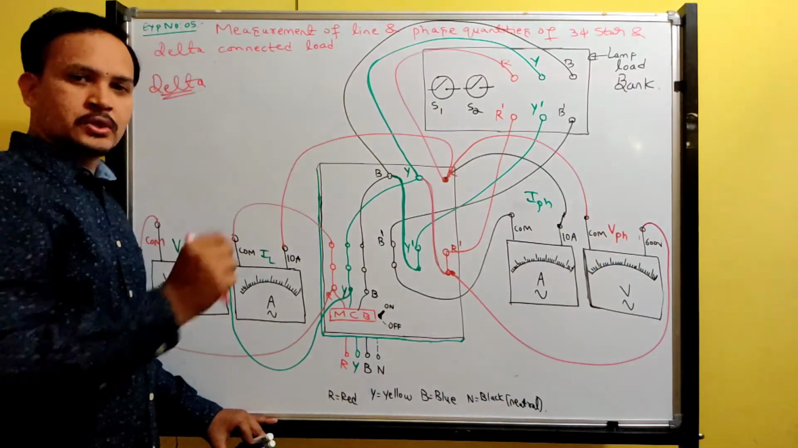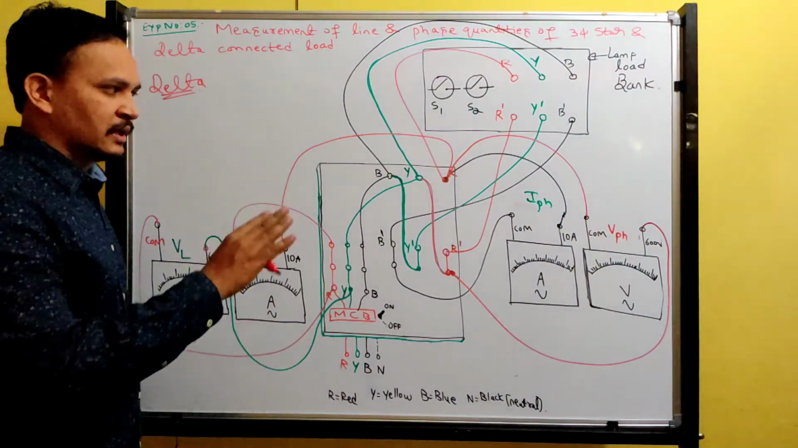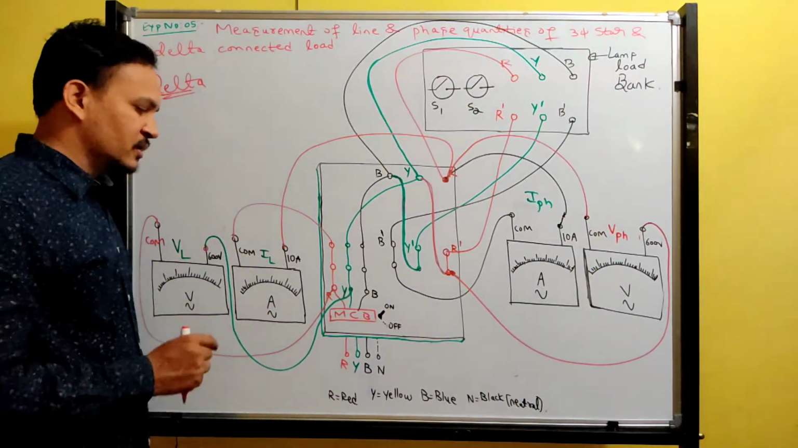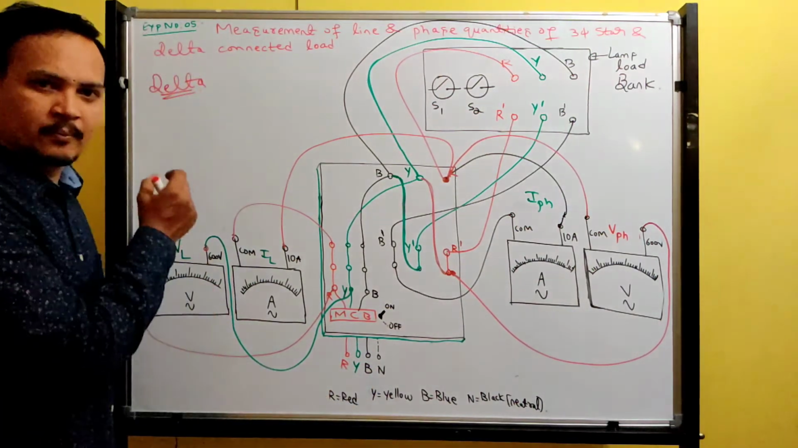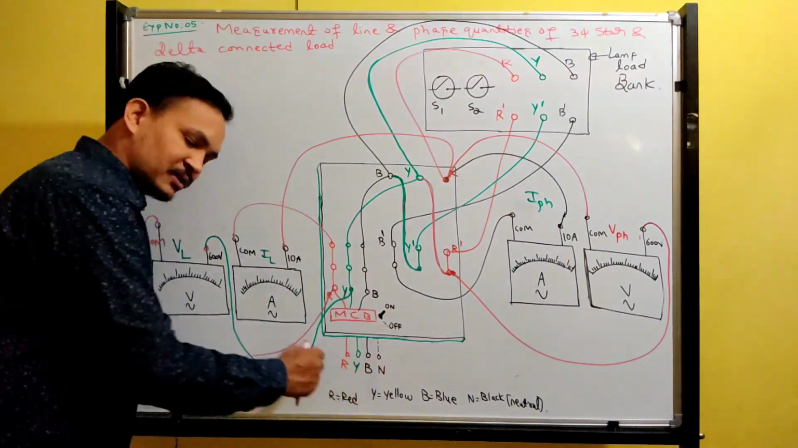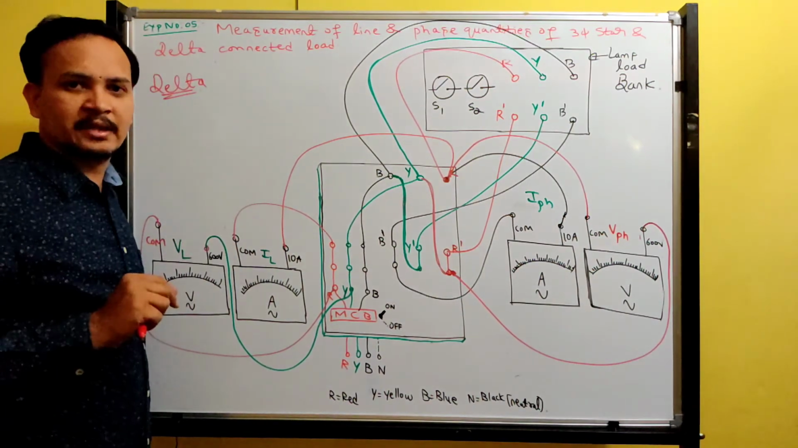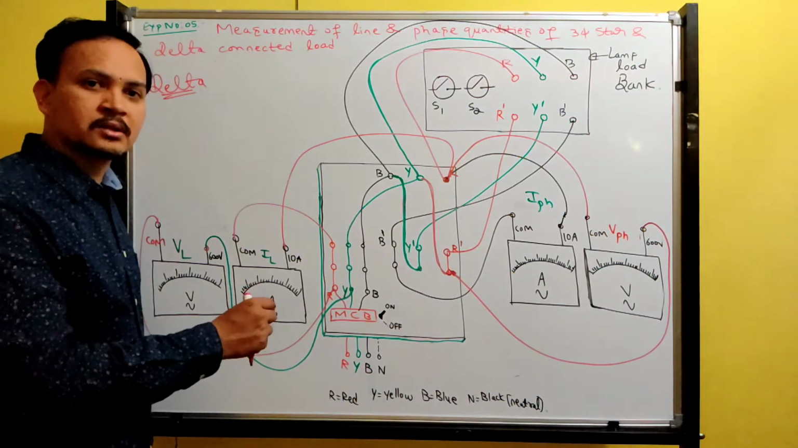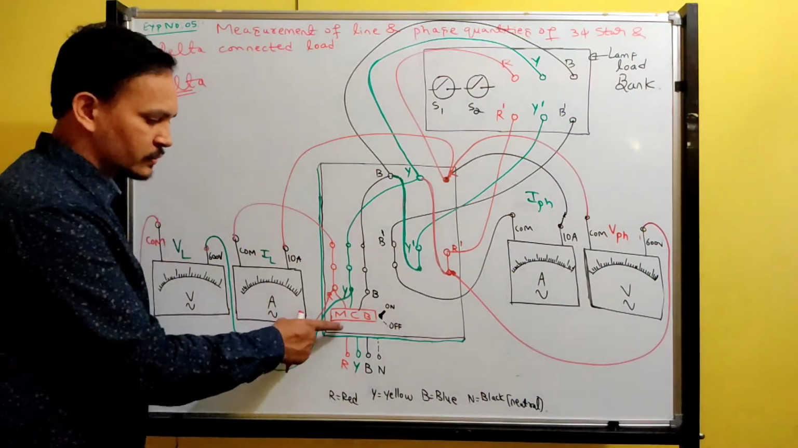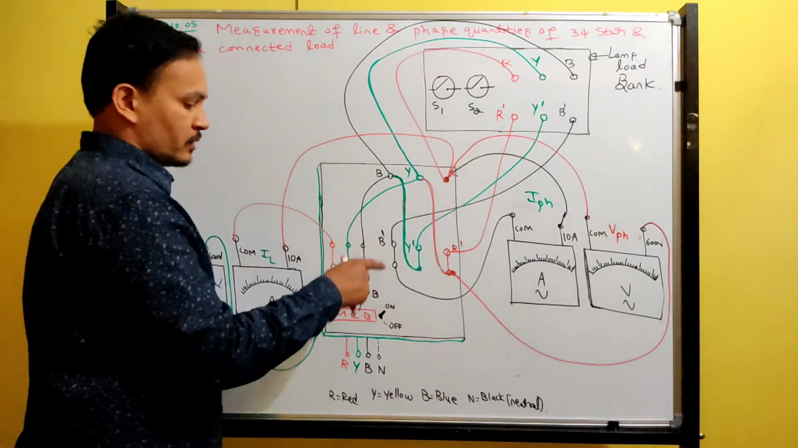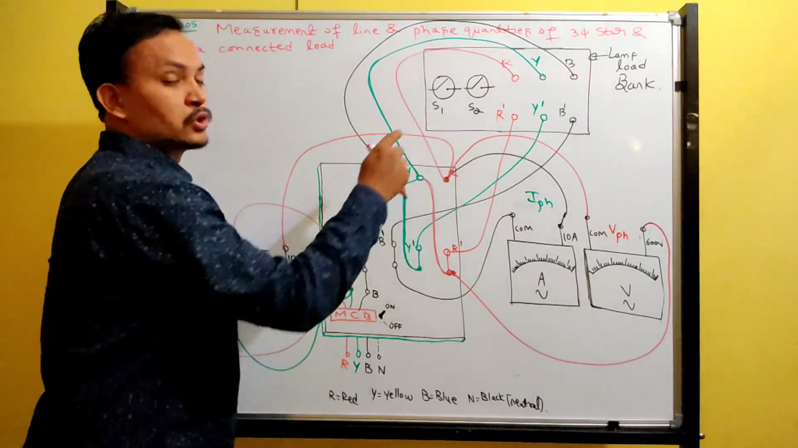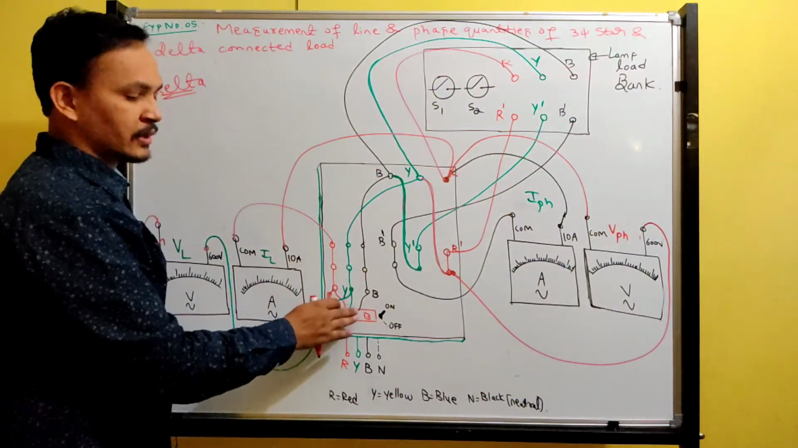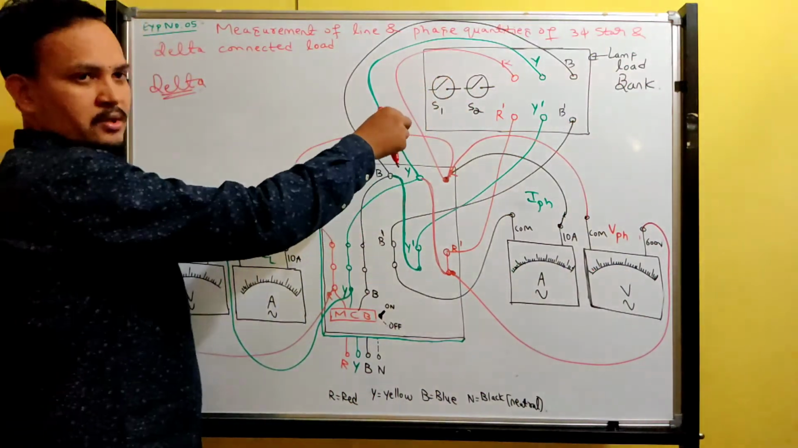Understood? Once the professor or lab instructor has checked all the connections, then with their permission connect RYBN to the supply mains. While connecting these wires to the supply mains, there will be one MCB, which should also be in the off position. Connect the terminals, then switch on this MCB. Before switching on, the lamp load should be open, so this switch should be in the open condition. Then switch on the MCB, then close the switch.